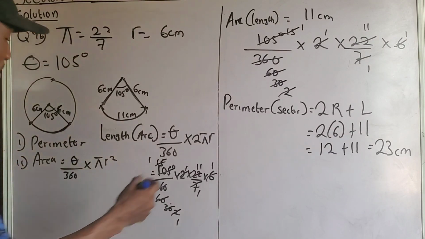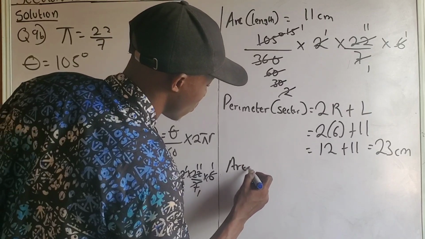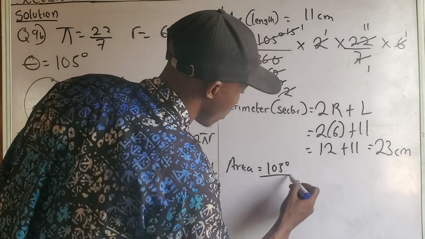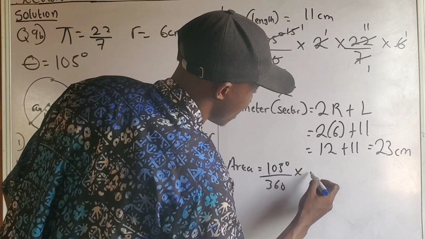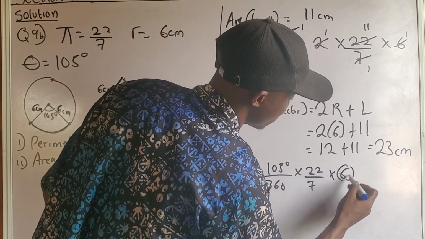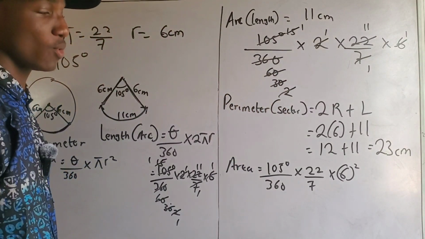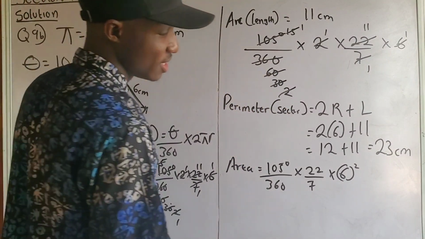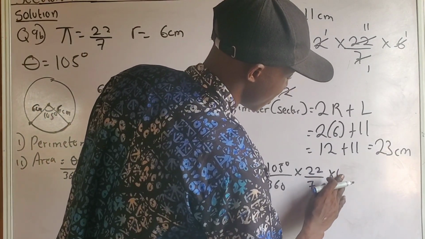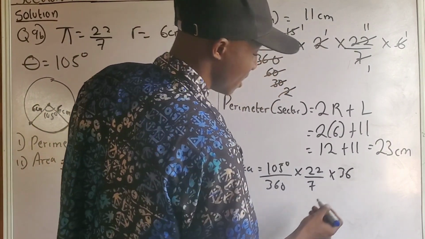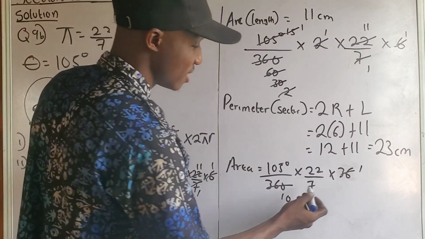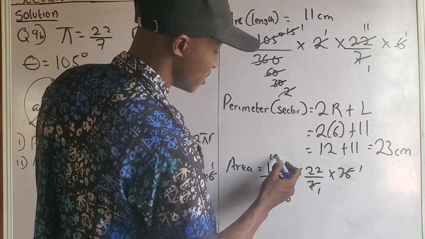Now for this, let's do it here. The area of the sector is equal to theta, which is 105 degree, all over 360 multiplied by 22 over 7 multiplied by 6 squared. Do you understand? Okay, please pay attention. 6 squared is 36, right? So I'm going to have 36 here. 36 here 1, 36 here 10. Okay, 7 here 1, 7 here 15.